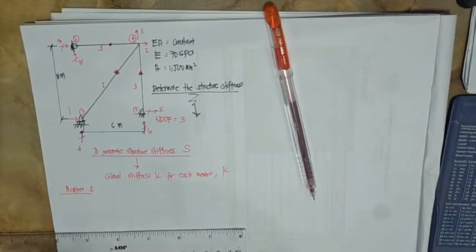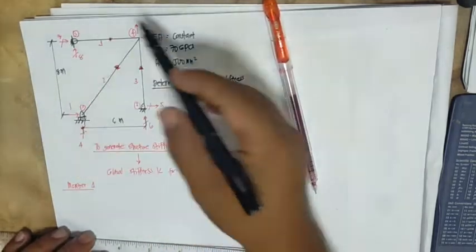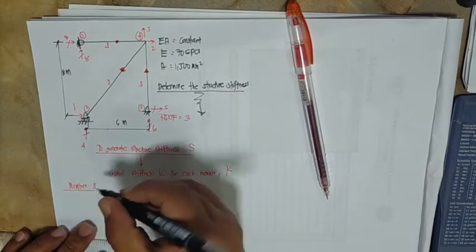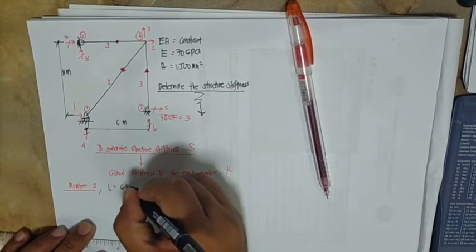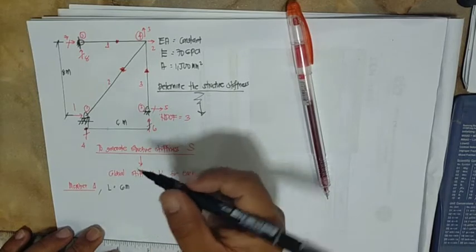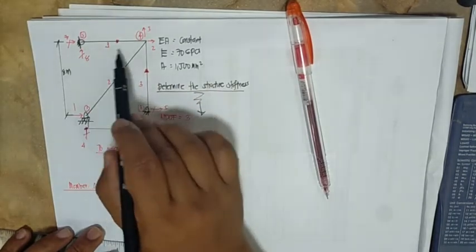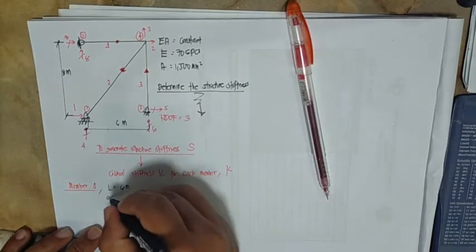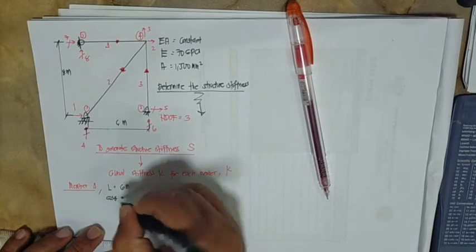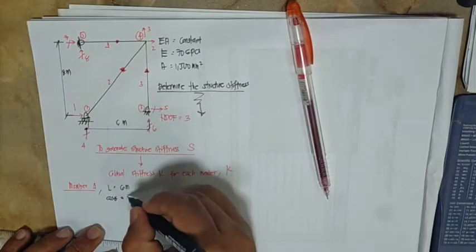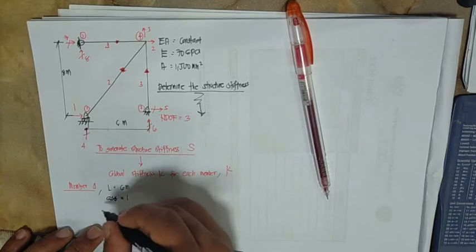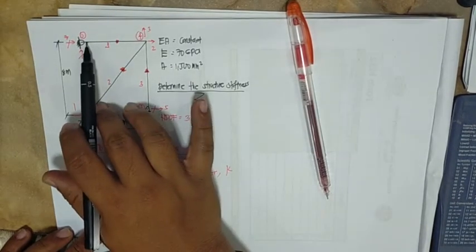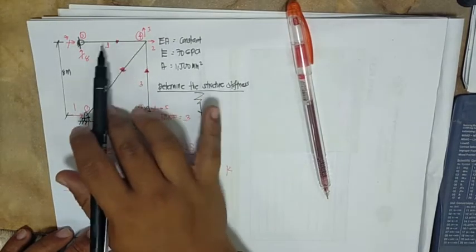For member 1, based on the figure, the length is 6. So, you can put here length is equal to 6 meters. Then, based on the figure, what is the value of cosine theta? Cosine theta is 1 and sine theta is 0 because this member goes only along horizontal, right?